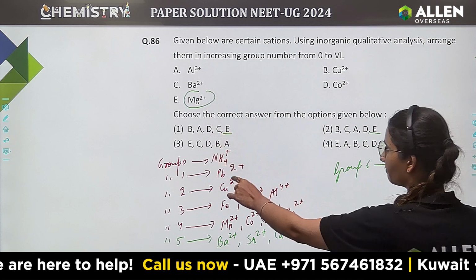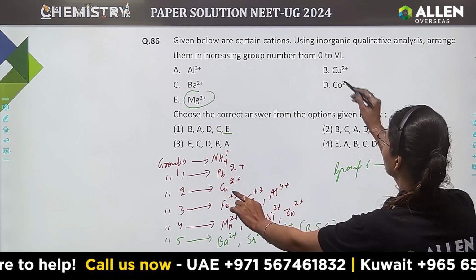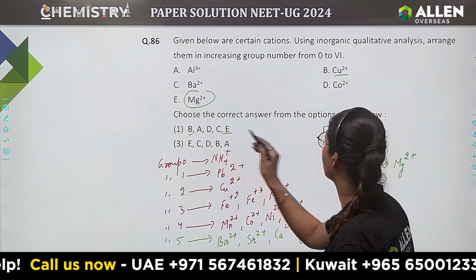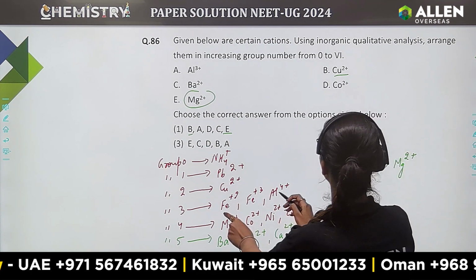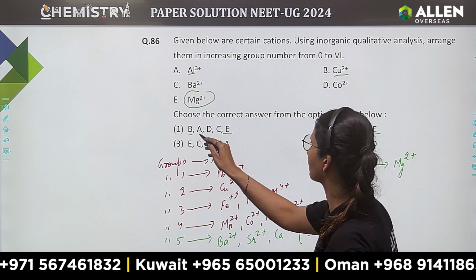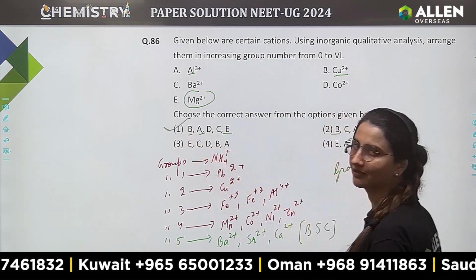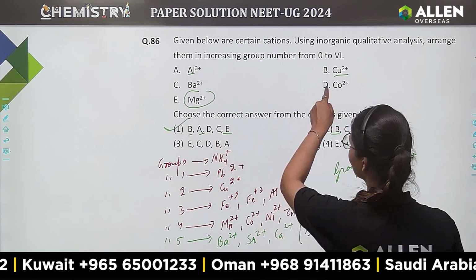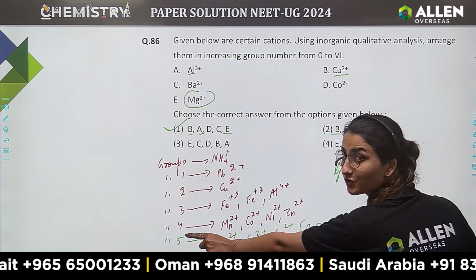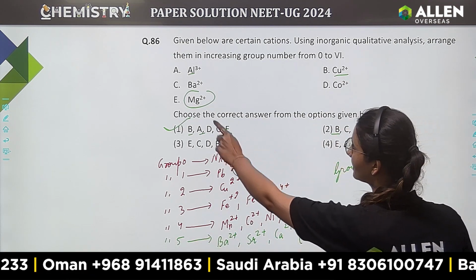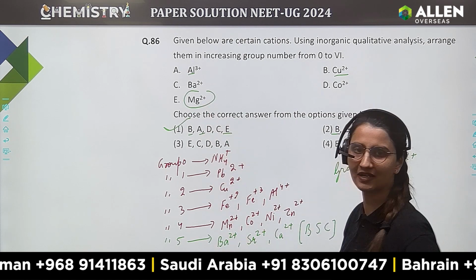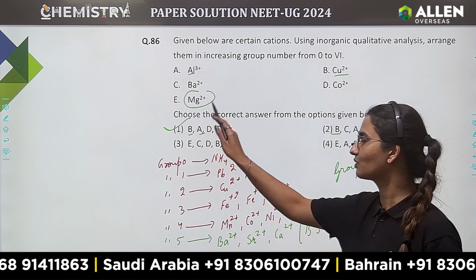Yes. That means B should be first, 2. After this, Fe or Al? Yes, we have Al. So A is the answer. Let's quickly check. What is D? D is Co plus 2. See, Co plus 2 is in group 4. Then what do we have? C, barium. Barium is in group 5. So the option is 1.